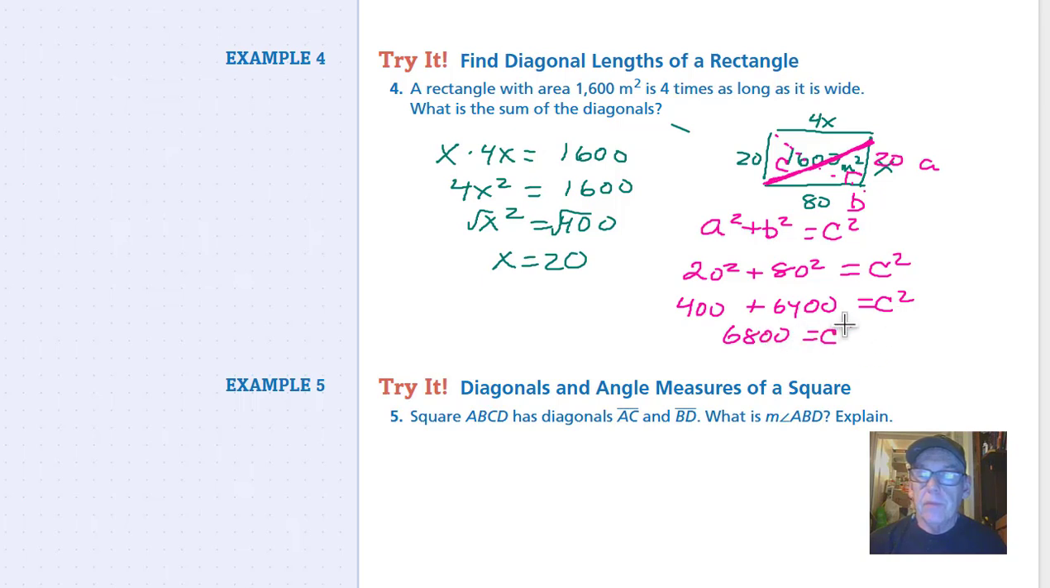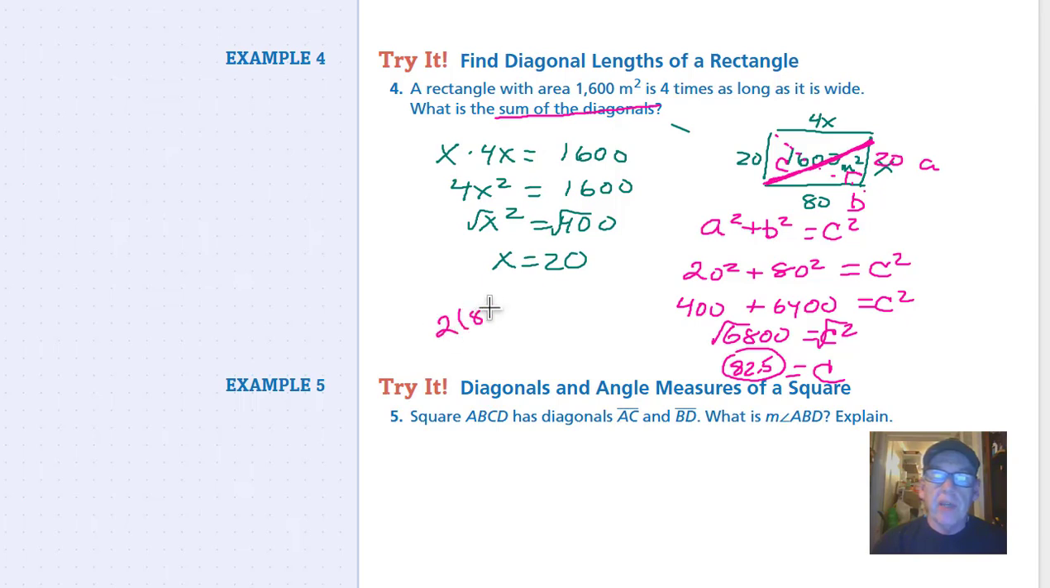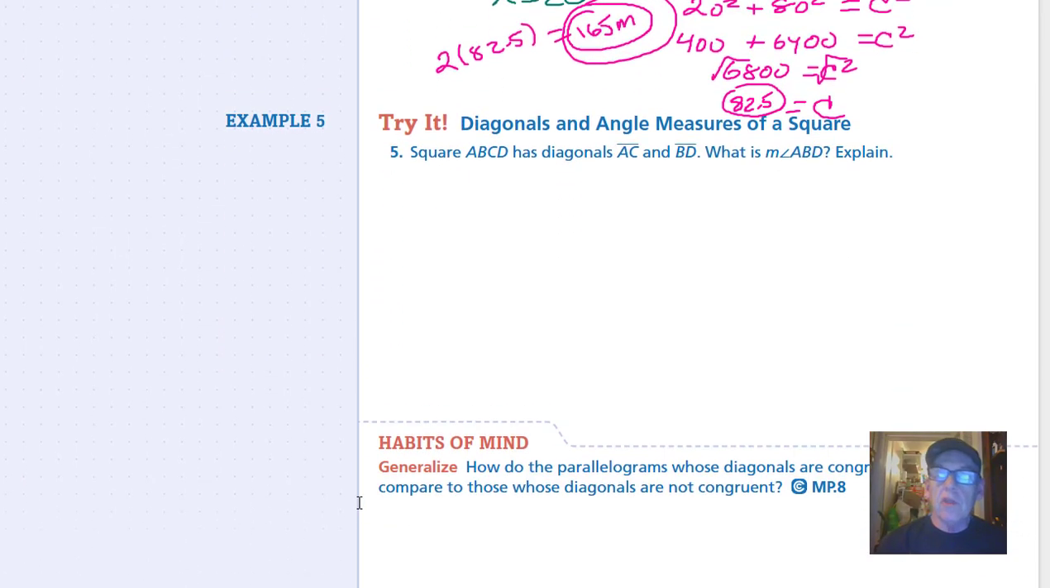And we want to find the square root of 6,800 by taking the square root of both sides. So the square root comes out to be 82.46, so we'll call it 82.5. So that's the length of one diagonal, and it wants to know what's the sum of the diagonals. So each diagonal is 82.5. 2 times 82.5 is 165. And this is talking about meters, so 165 meters would be the answer for example 4. Let's look at example 5.